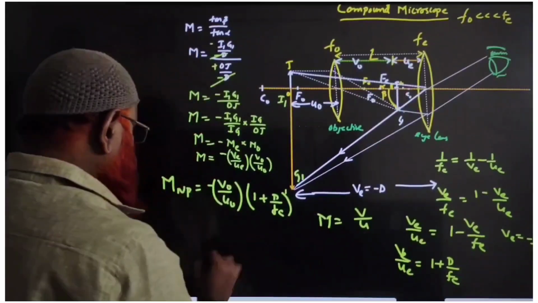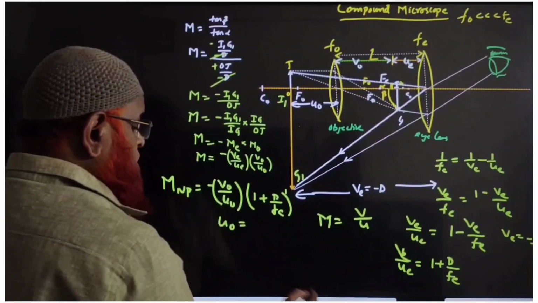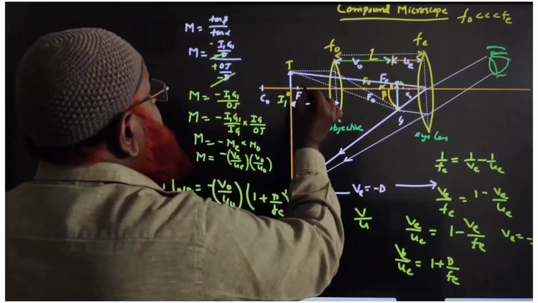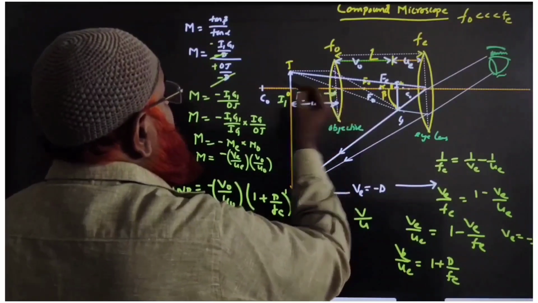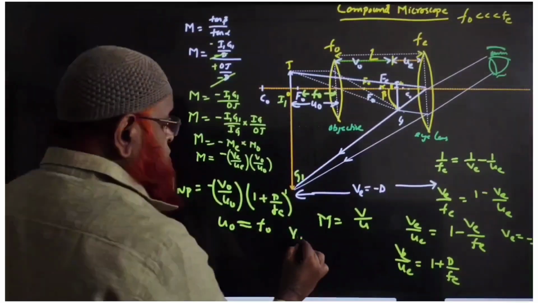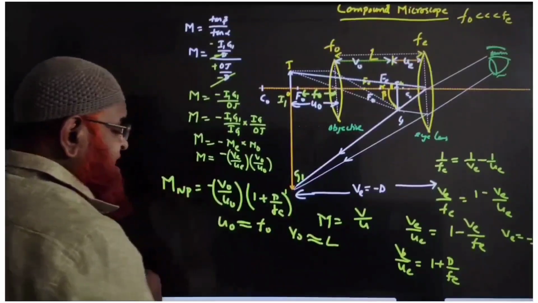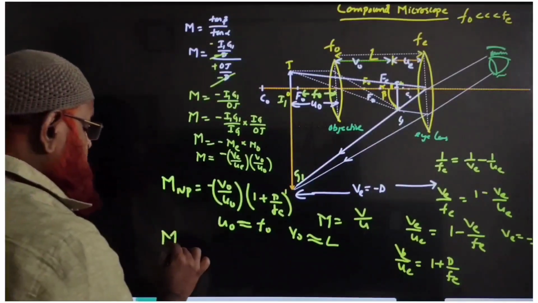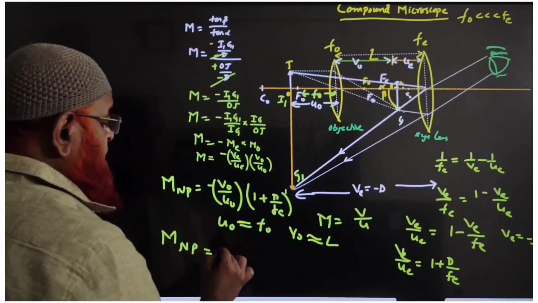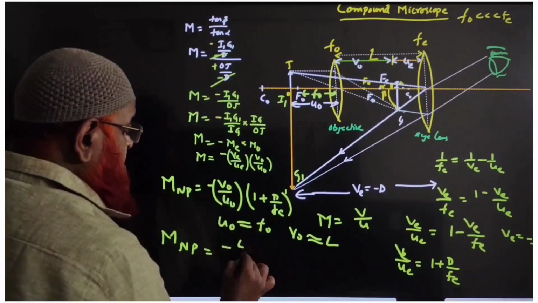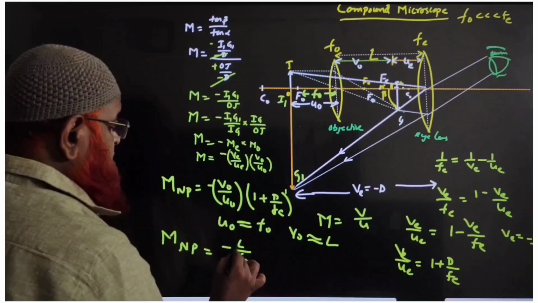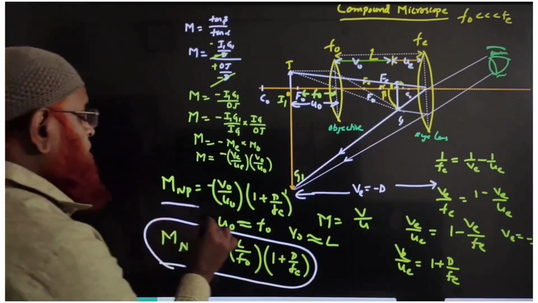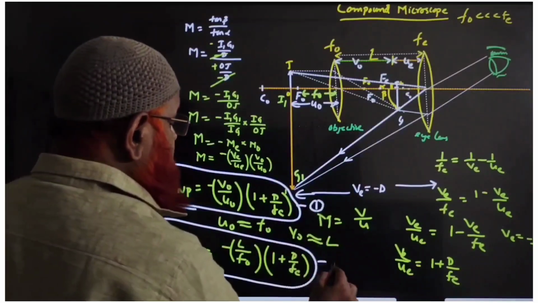That means here, what is going to be this U? U0 will become approximately equal to the focal length of the objective, because this distance is the focal length of the objective. So V0 is going to be approximately equal to L. With these two changes, you will get a new formula for near point: magnification at near point is minus V0, which is L, by U0, which is F0, and the remaining factor is 1 plus D by FE. So how many formulas are there for near point? Two formulas. This is formula number 1, formula number 2.